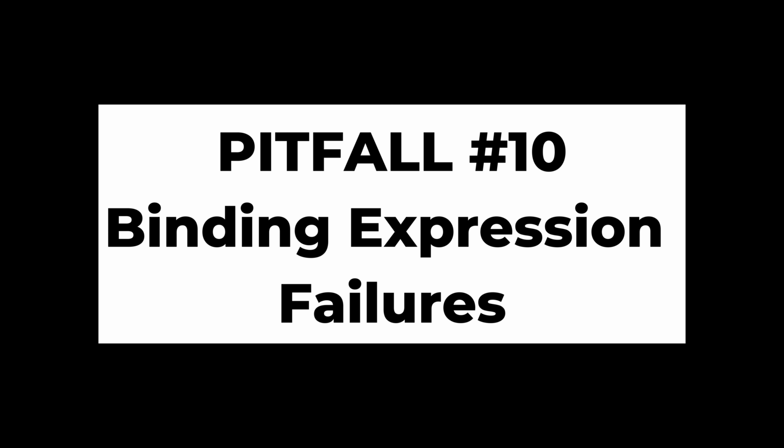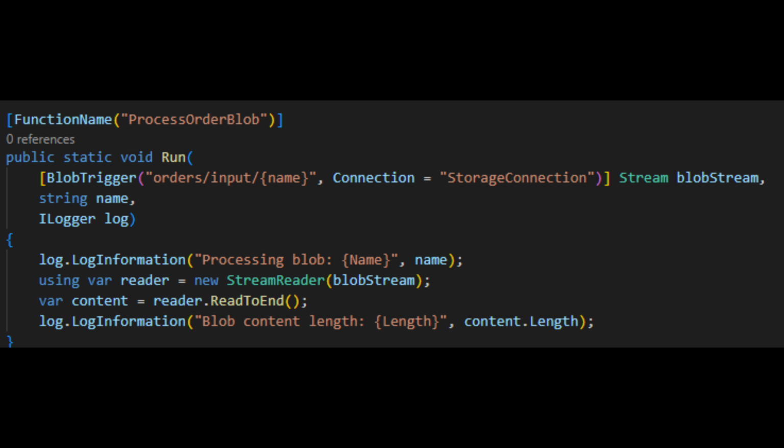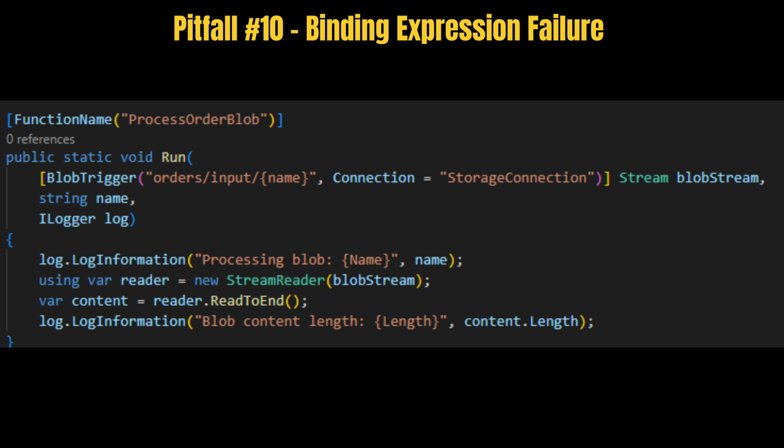So your function app is deployed. This function app is a blob triggered function. Your code is ready, but nothing happens. No trigger fires, no logs appear. The runtime tells you 0 functions found for trigger. Welcome to the world of binding expression failures.